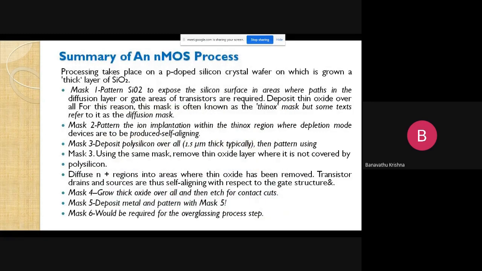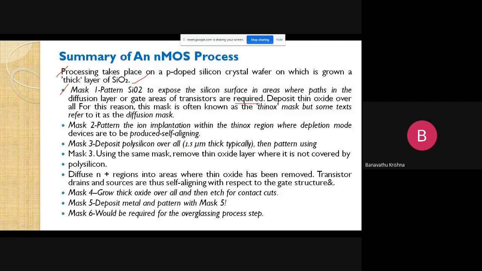So what we have done in the nMOS fabrication process, all the steps are going to be given as summary points. The processing takes place on a p-doped silicon crystal wafer, on which is grown a thick layer of silicon dioxide. First one, mask one is patterning the silicon dioxide layer to expose the silicon surface areas where the p-diffusion layer or gate areas of the transistor are required.